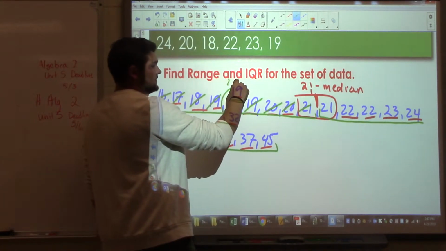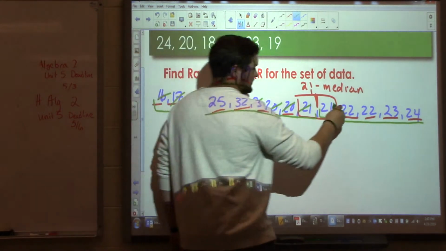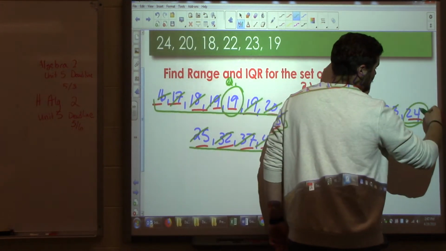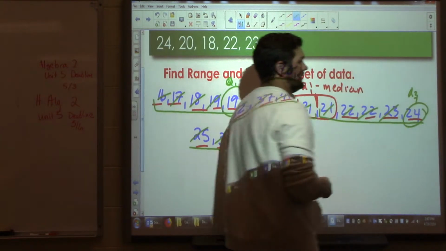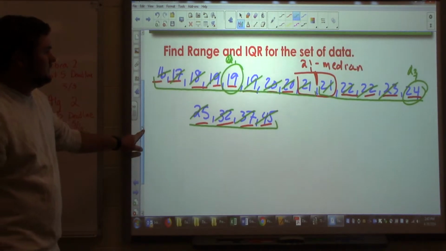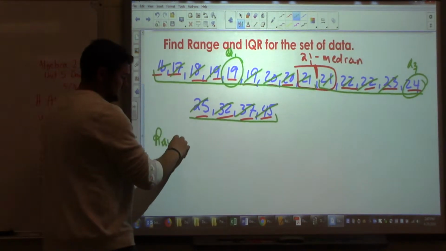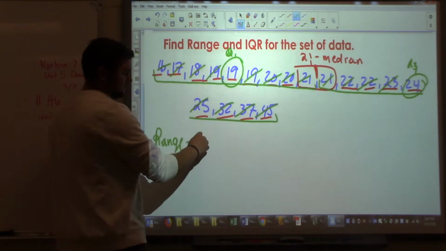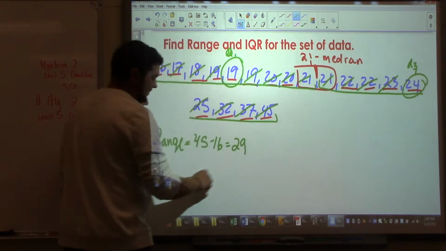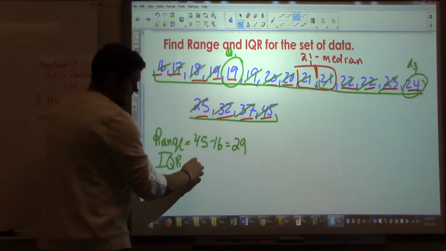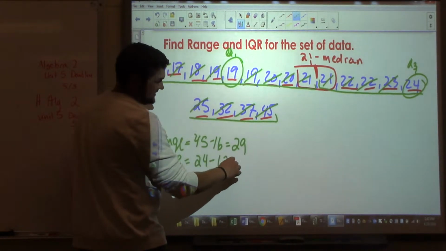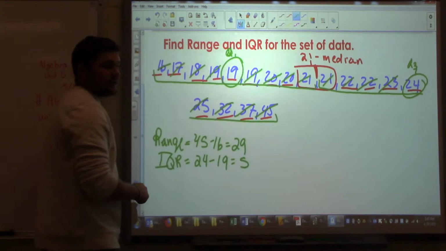19 is my lower quartile, my Q1. 24 is my upper quartile, or Q3. So my range, take the biggest value, subtract the smallest value. 45 minus 16 gives me 29. My IQR, my upper quartile, 24, minus my lower quartile, which is 19, should give me 5.